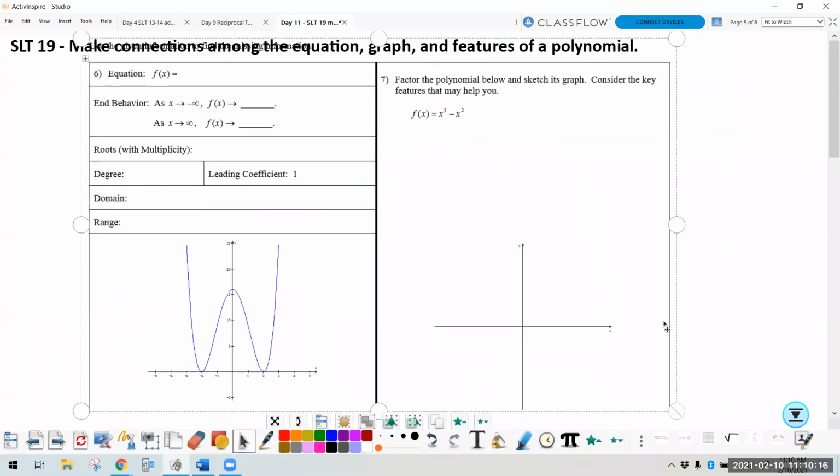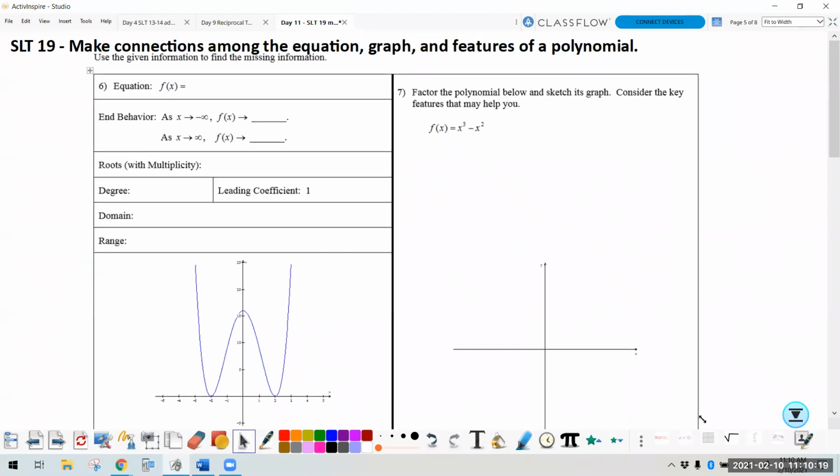Okay, now for 5, we're given a graph. Pause the video, fill in any of those properties you can figure out. I'm going to start with my multiplicities and my roots. I've got negative 2 twice and positive 2 twice because those are both tangent. And behaviors both point to infinity. So let's see, the leading coefficient is 1, and my factors will be x plus 2 squared, x minus 2 squared. So that's a degree of 4.